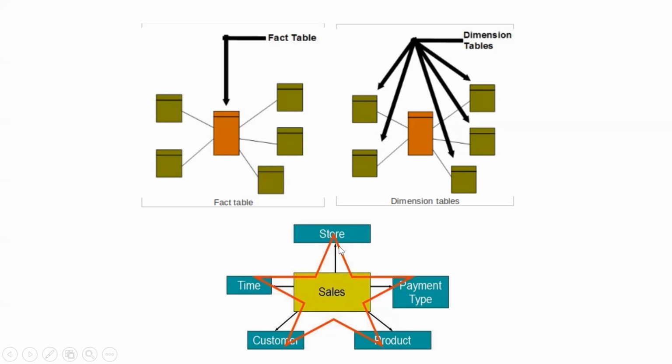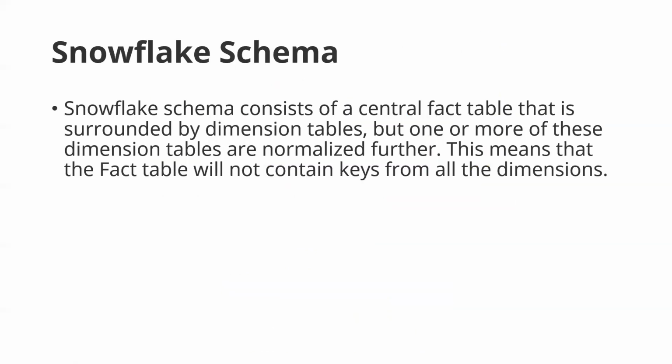Just like in this example, the sales table is there, so it's a fact table. The store, time, customer, product, payment type, those kinds of things are called dimensions. You can see in this example as well. If we are going ahead with this kind of data modeling, that is called star schema. So what is the other example? That is called snowflake.